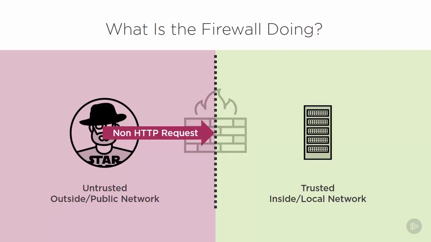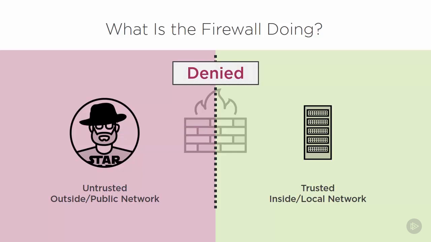So he sends some non-HTTP request into our network to try to get access to our web server. Maybe he wants to manipulate the web server to send him free Star Wars memorabilia. And what we want here is the non-HTTP request. We want that to get denied and thrown away. So the idea of the firewall is that we want traffic that's supposed to go through the firewall to go through the firewall, and traffic that isn't supposed to go through the firewall to not go through it.